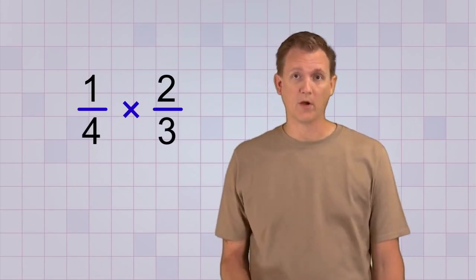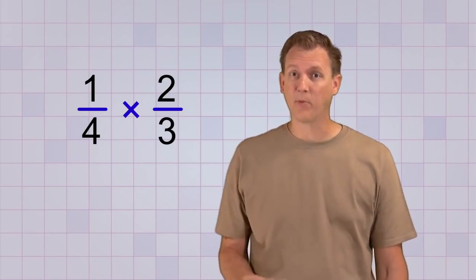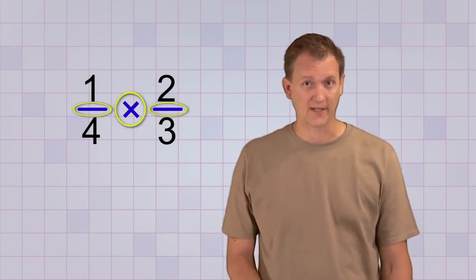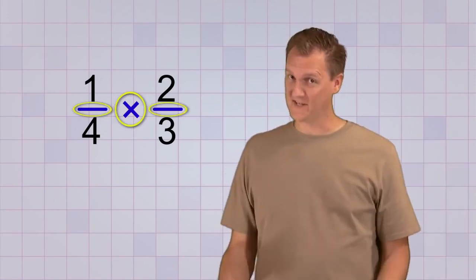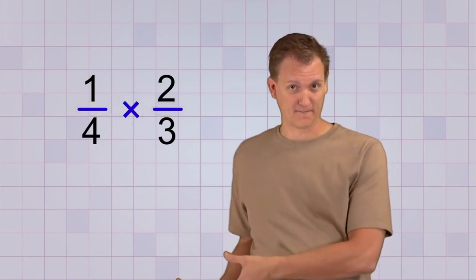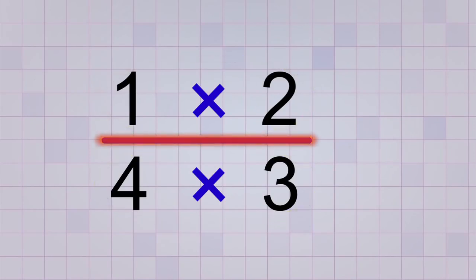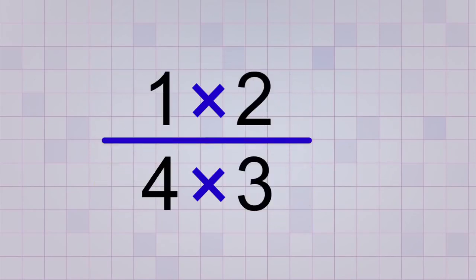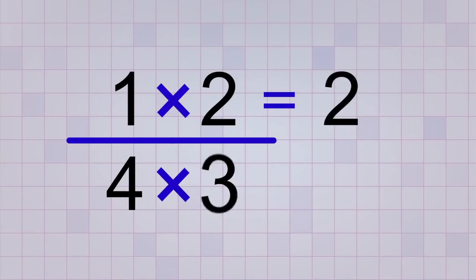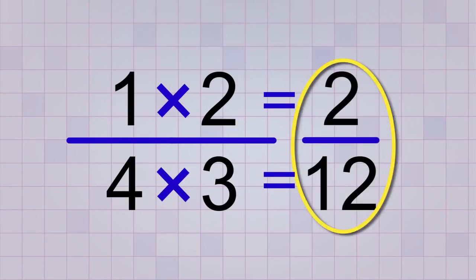Now, since fractions are division, that means if I have the problem 1/4 times 2/3, it's the same as the problem 1 divided by 4 times 2 divided by 3. That means I have both multiplication and division in the same problem. And because they get along so well, I can just rearrange our problem to look like this. Now it looks like two multiplication problems that are being divided, and it looks just like a fraction. In fact, if we go ahead and do the multiplications, 1 times 2 equals 2, and 4 times 3 equals 12, then we do have a fraction, and it's the answer to our problem.